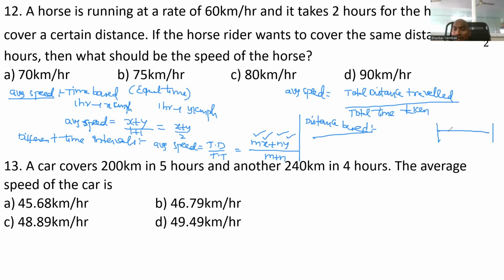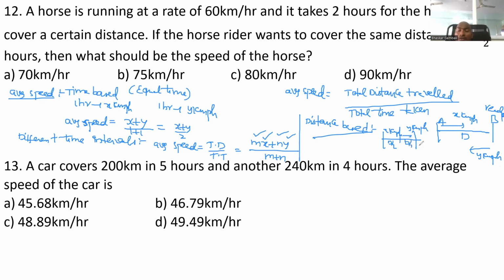Example, this is the distance between A and B. A and B distance is D. Going at x kilometer per hour, reached B and return back at y kilometer per hour. From A to B x kilometer per hour, once reached B and return back with y kilometer per hour. At the time, what is the average speed? Otherwise, half distance at x kilometer per hour, the second half at y kilometer per hour.